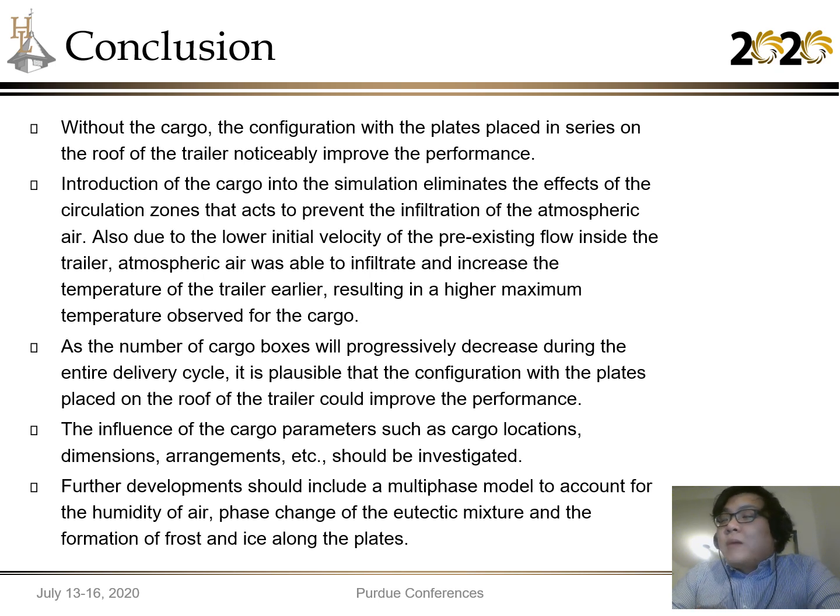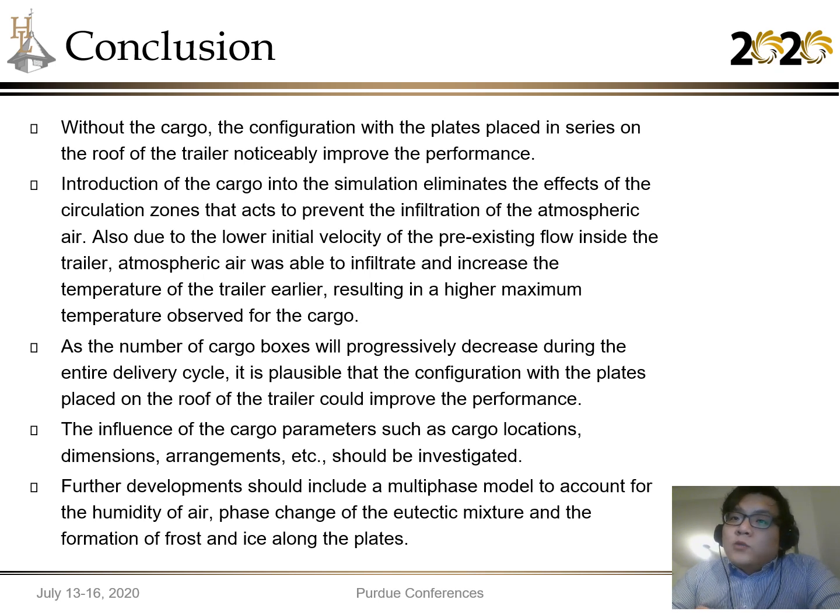prevent the infiltration of the atmospheric air. Therefore, for the configuration with the plates placed on the roof of the trailer with cargo, due to the lower initial velocity of the flow inside the trailer caused by the recirculation formed by the blockage of the flow by the cargo, the atmospheric air was able to infiltrate and increase the temperature of the trailer earlier, resulting in a higher maximum temperature observed for the cargo.